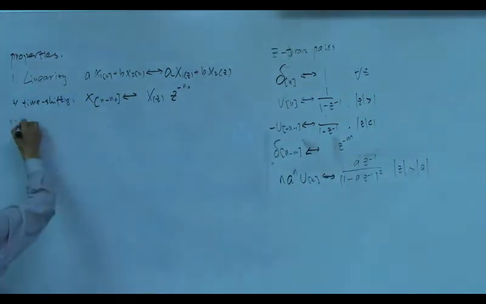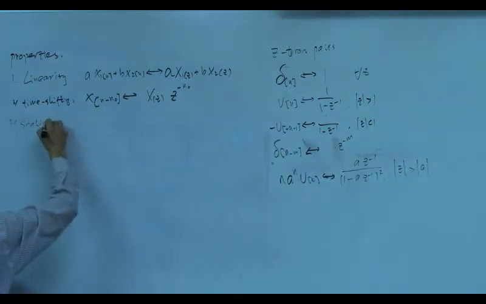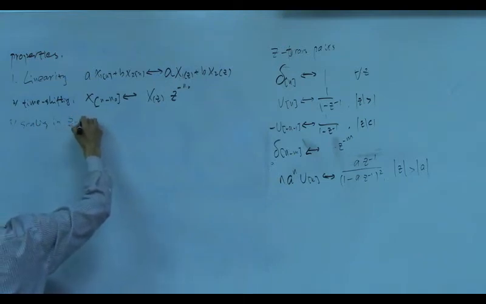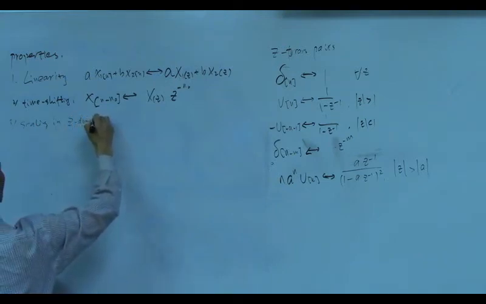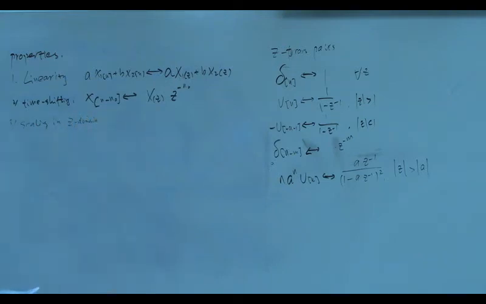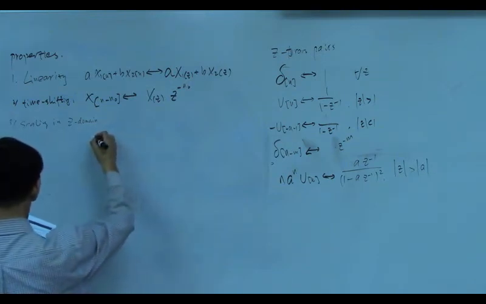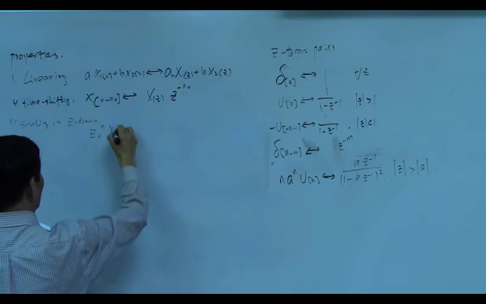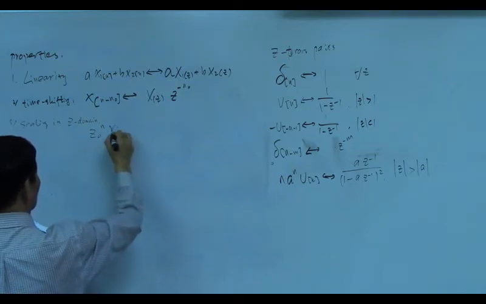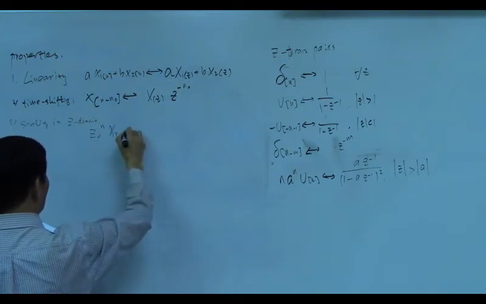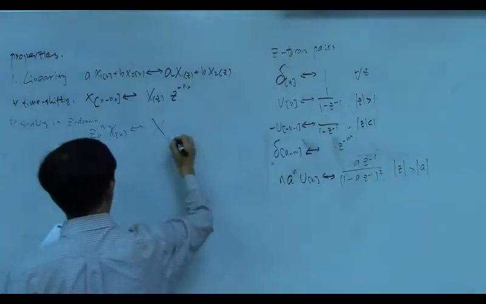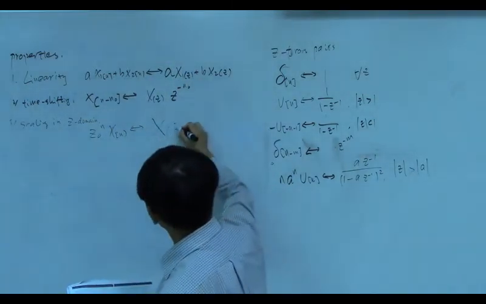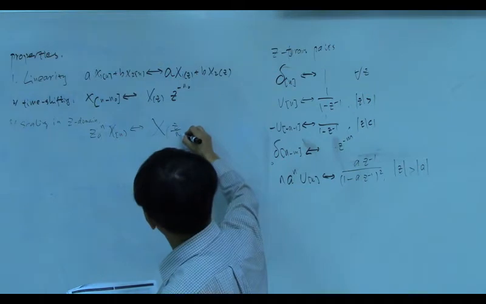Next is the scaling in the z domain. Scaling in z: z0 to the n times x[n] gives us a capital X of z over z0.